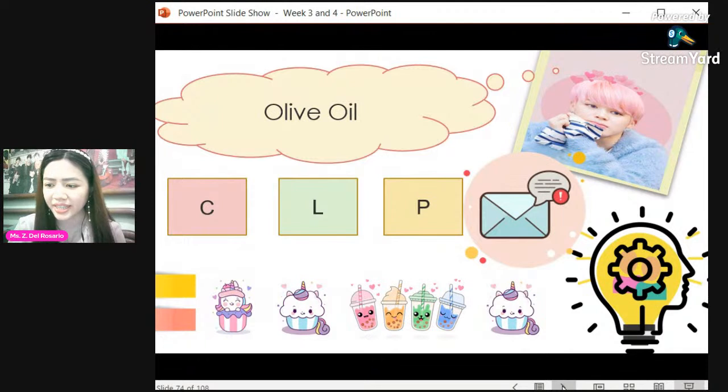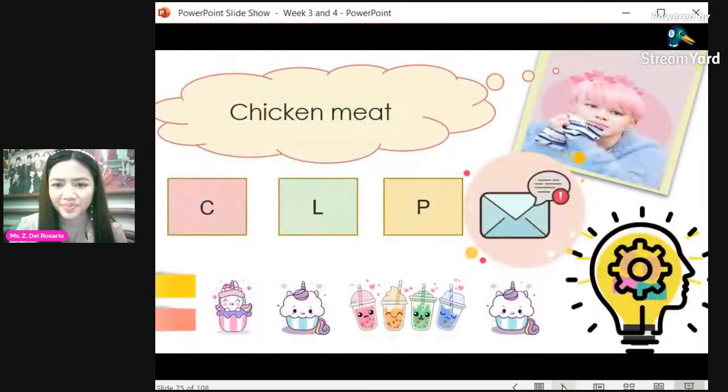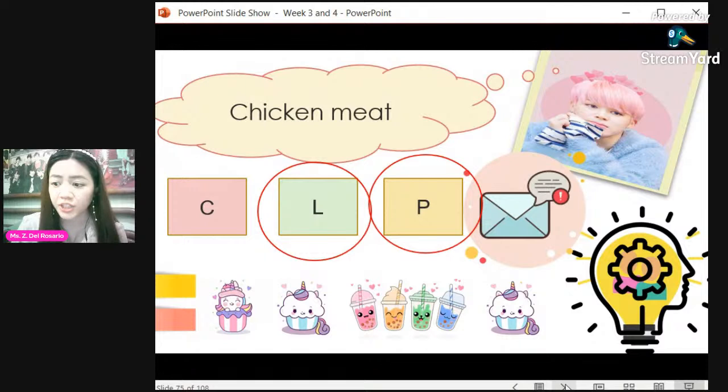Okay, I'm seeing it already. Nice one. Indeed, that is letter L, lipids. Next, chicken meat. Is that carbohydrates, lipids, or proteins? Wow, you're typing so fast. So in here for chicken meat, actually, there are two probable answers. It could be lipid or protein, but most of the time it is protein.